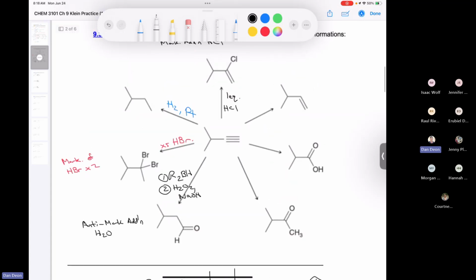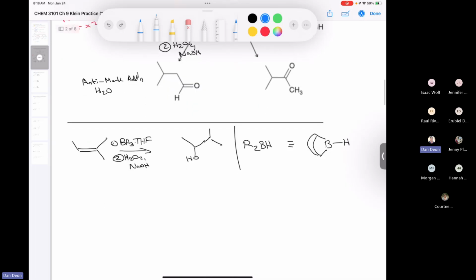Okay, so Isaac told us that that last one was an anti-Markovnikov addition of water, and this one here is going to be a Markovnikov addition of water across our triple bond. And so for that, what are the Markovnikov conditions for adding water across a double bond, right? Let's say you wanted to do this, okay? You would just treat it with H3O plus, right? And that's going to give you Markovnikov addition like that across an alkene.